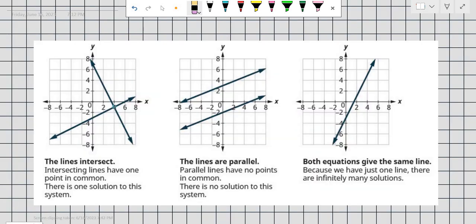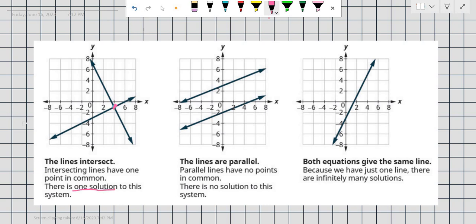So as we continue, you can see that we have three kinds of graphs over here. The first one, you can see that the lines intersect at one point. This type of graph has just one solution. As you can see, there is an intersection at this point. So we have an intersection at this point. So it means that this graph has just one solution.